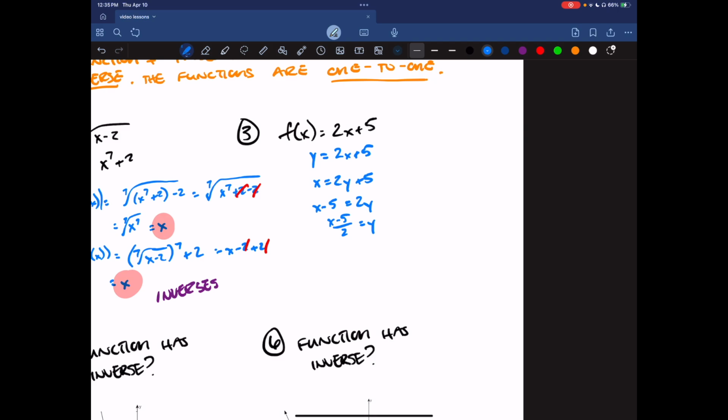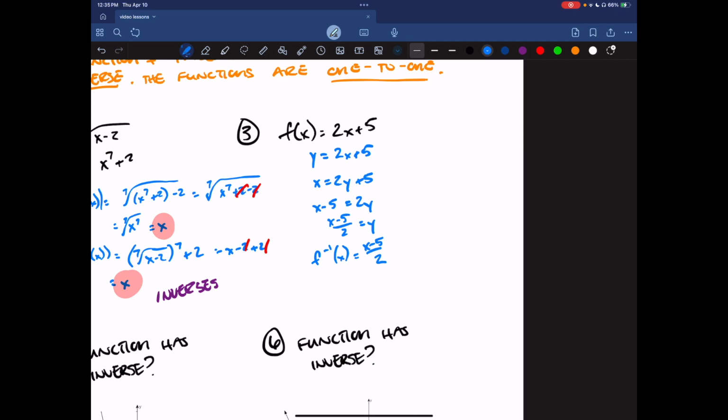And whether y is on the right or the left doesn't matter. But once you get it to this point, you want to write it in the inverse notation, which is just going to be f to the negative 1 of x equals this function. Okay, and so there's that. Now, because we found the inverse, I don't have to check to see if this is going to work. It is going to work.